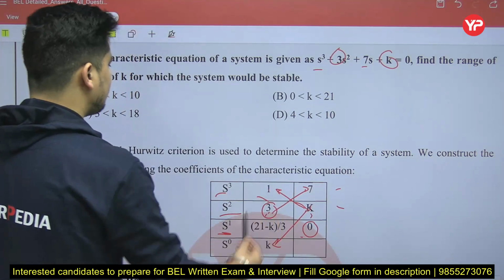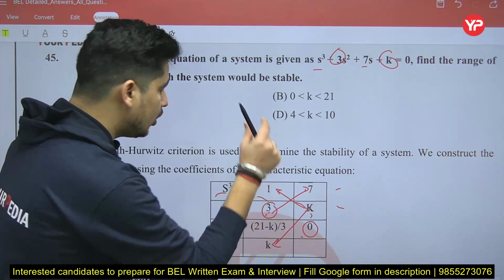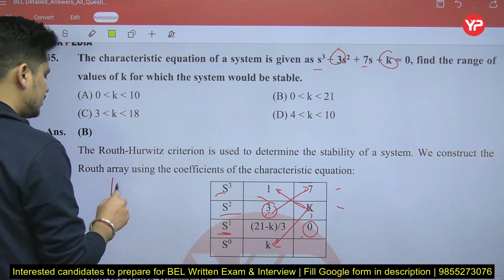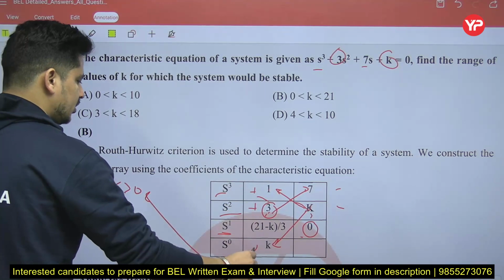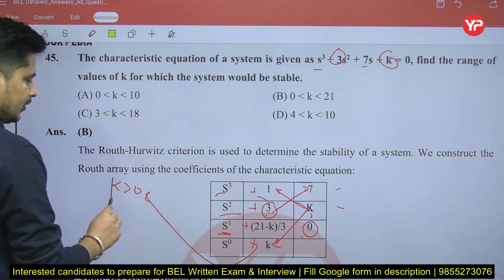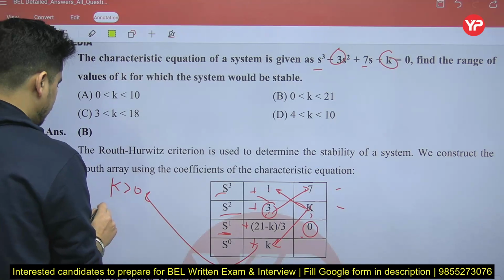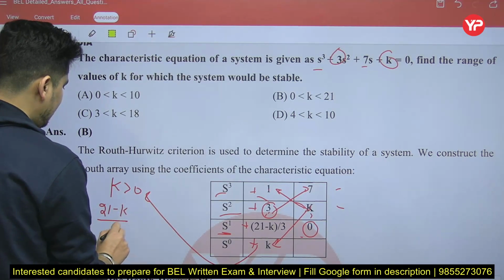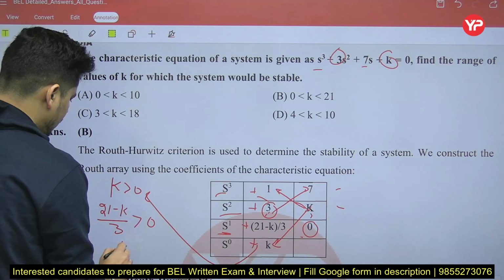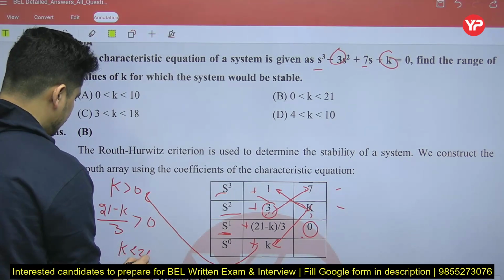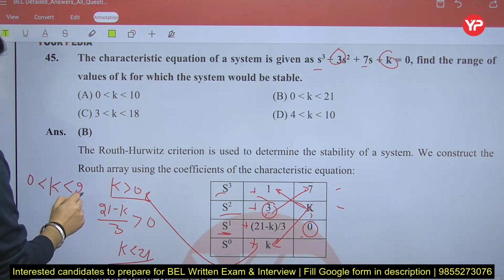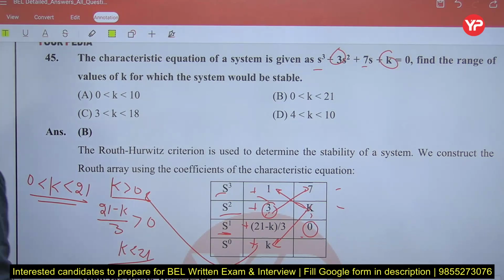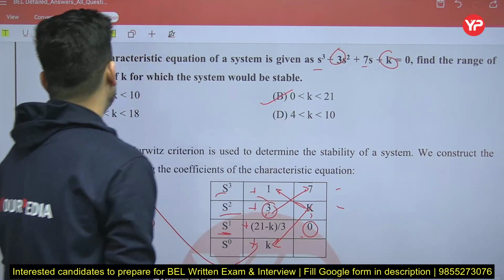So from this Routh table, if your system is to be stable, there should be no sign change in the first column. So K should be greater than 0 from here, because this is positive, this is positive, it should be positive. So K will be greater than 0, and (21 minus K) divided by 3 should be greater than 0, so K will be less than 21. So we get two conditions: K greater than 0, K less than 21. So K should be greater than 0 and less than 21. Answer will be B.